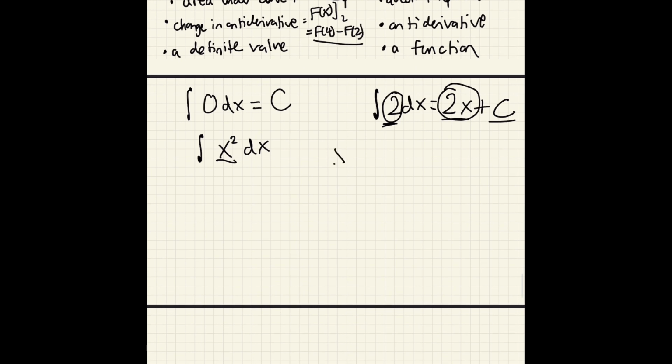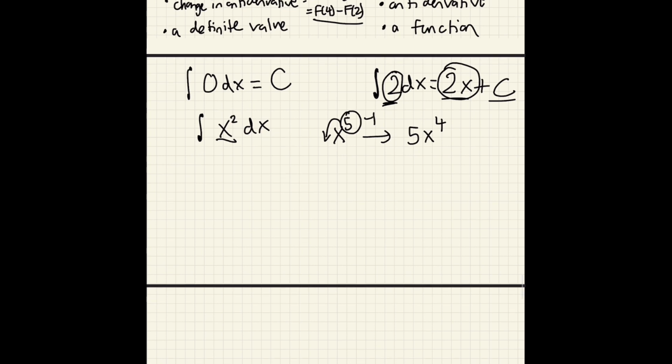If we have x to the power of 5, for example, and we differentiate it, we take the power, bring it to the front, and we minus 1. So this becomes 5x to the power of 4. Okay. So integration is the opposite of differentiation. So what do we do if we integrate x to the power of 5? We do the exact opposite. So instead of minusing 1 from the power and bringing the power to the front, we add 1 to the power. Okay? X to the power of 6.